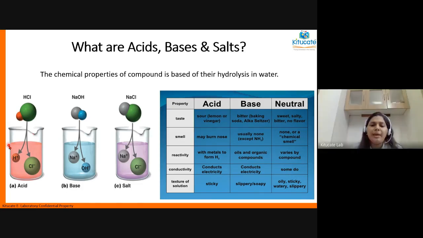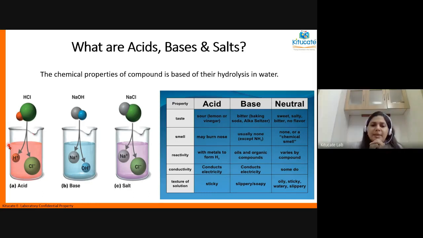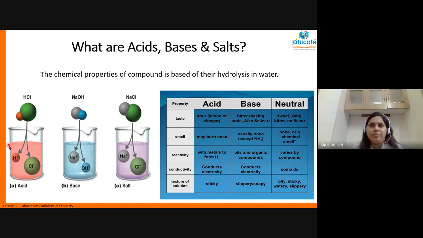Okay. And what charge does the atom have? Neutral. Why? Because there is an equal amount of positive charge and equal amount of negative charge, which makes the atom neutral. Correct? That's why an atom is something which is neutral.